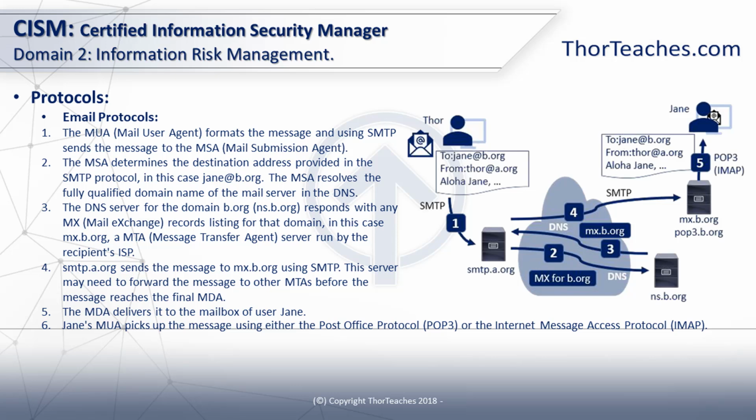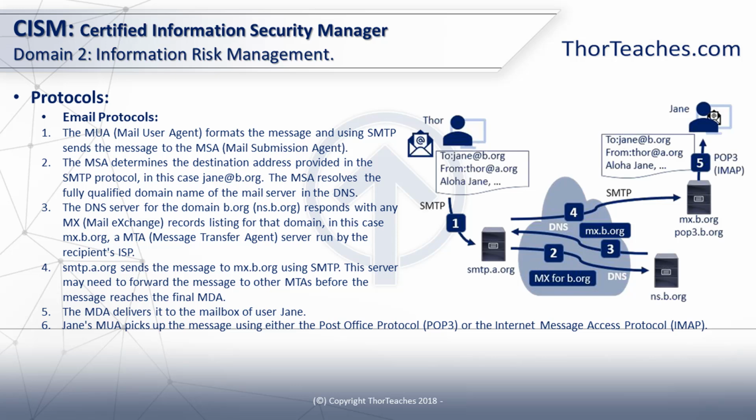That's our email server. That server then determines the destination address, in this case Jane, at b.org. The MSA then resolves the fully qualified domain name of the mail server in their DNS. We then send a DNS request to the name server for that domain, in this case b.org. The b.org name server replies back with the mail exchange records for their domain, in this case it's mx.b.org, with the name fully resolved, then sends the SMTP message to Jane's company's mail server.